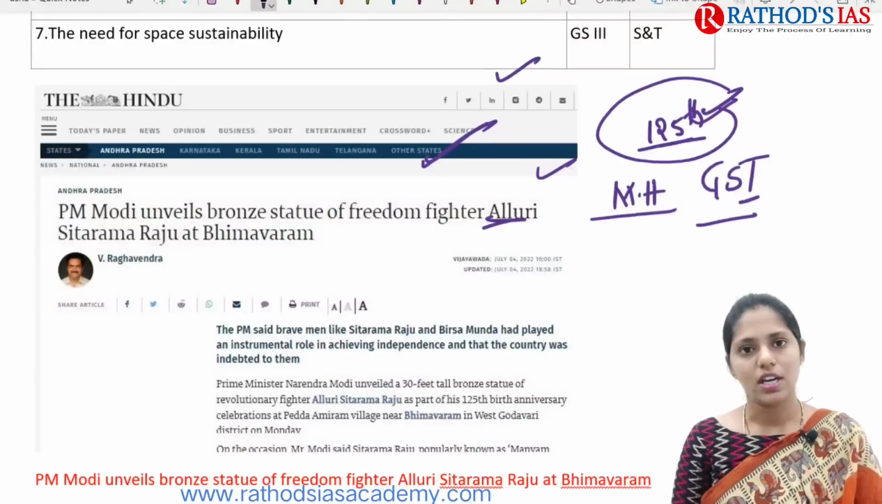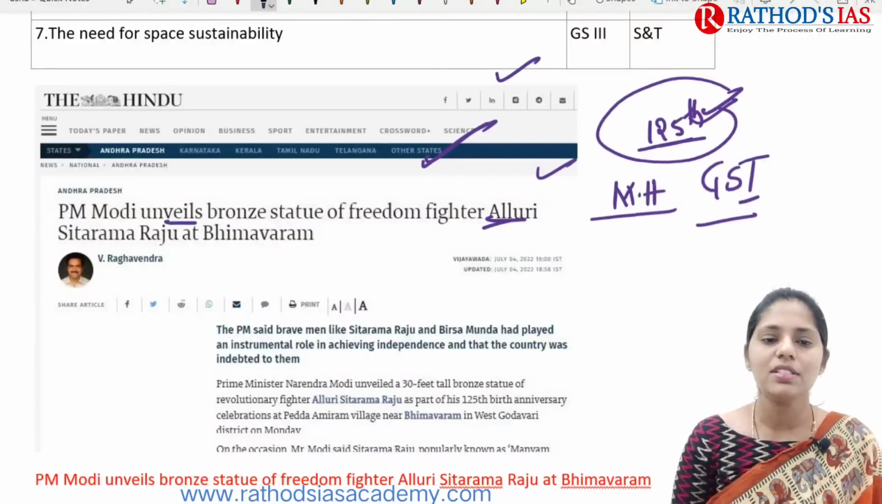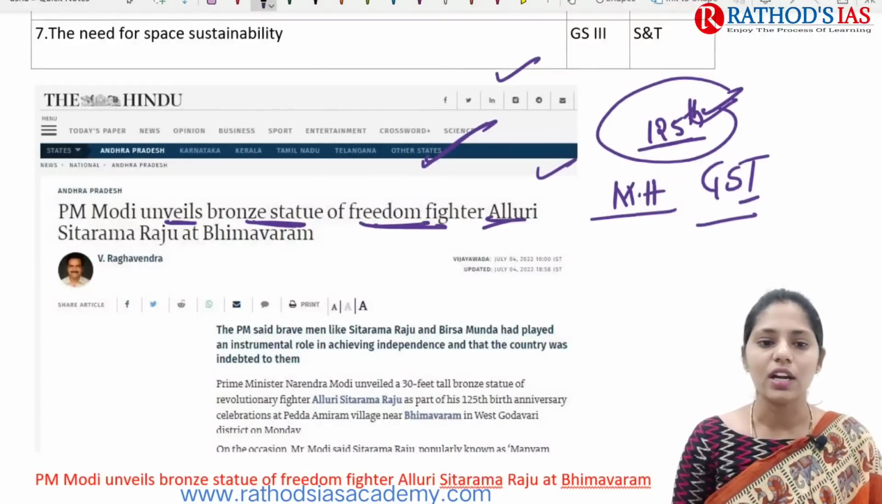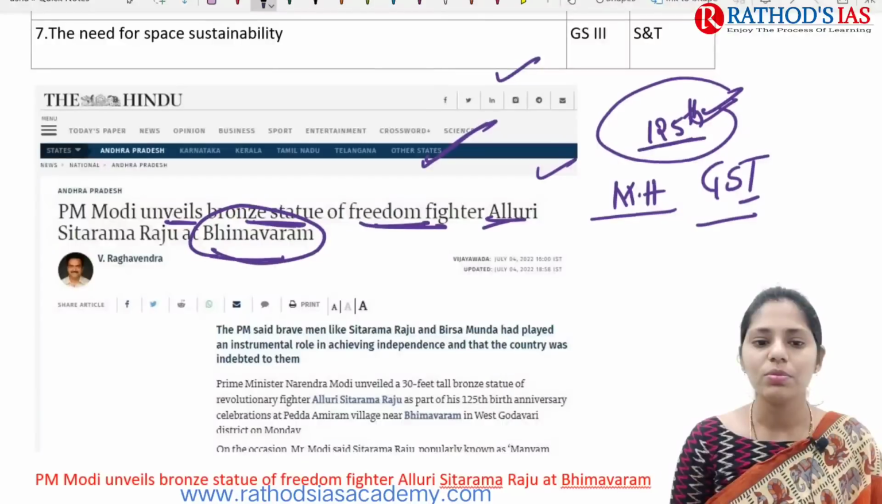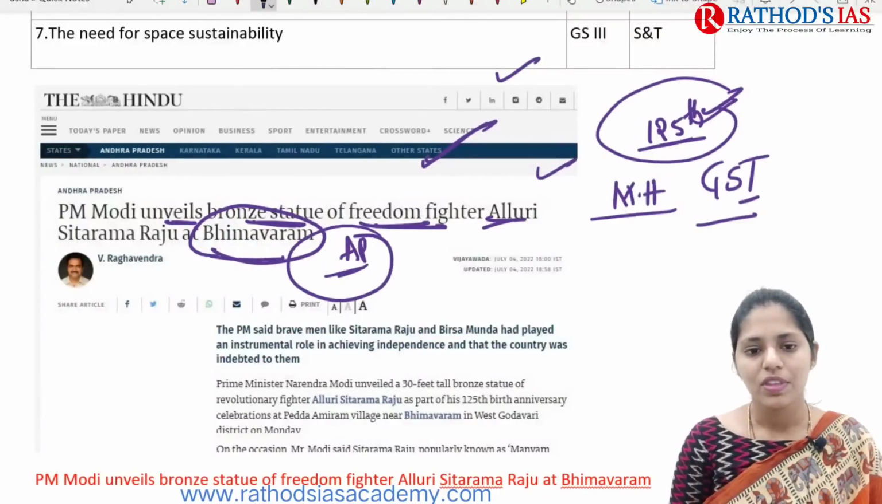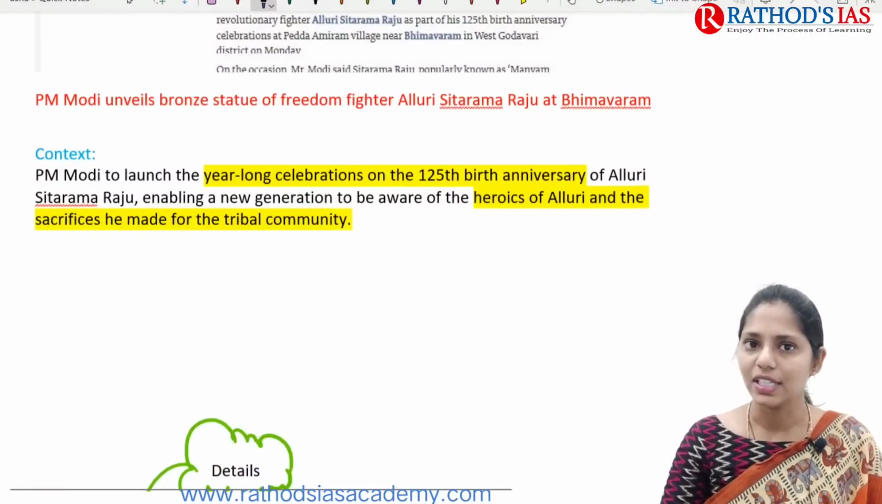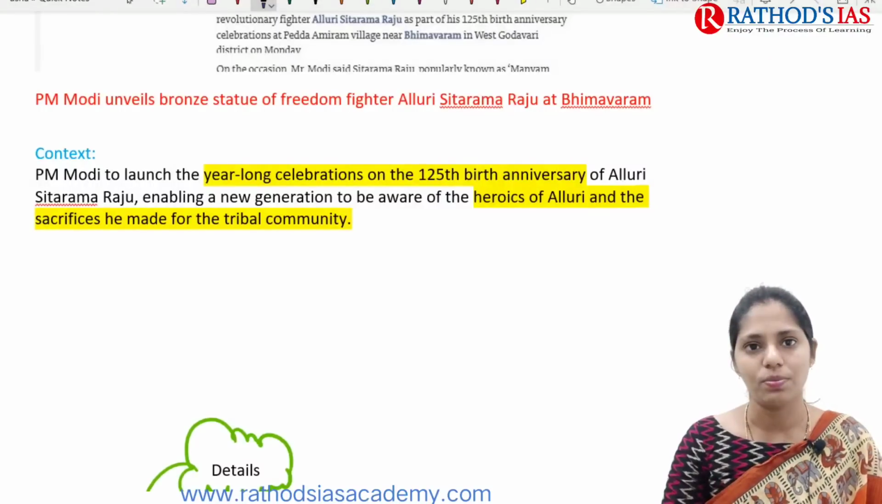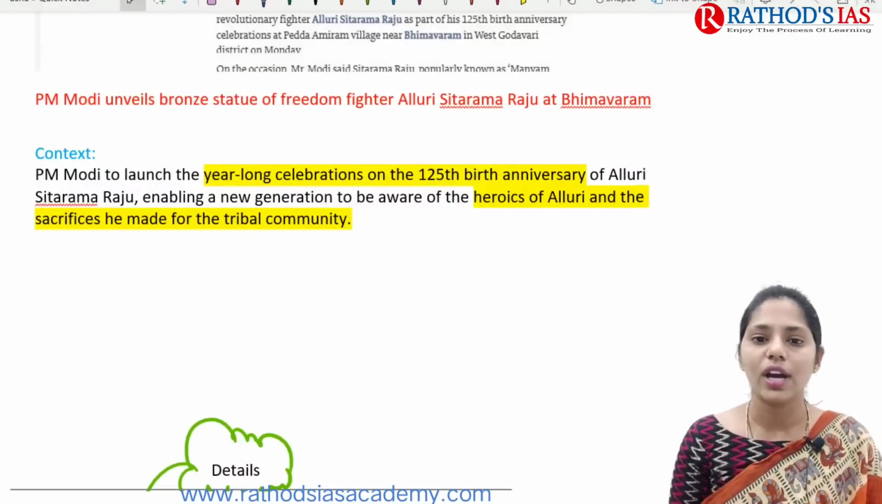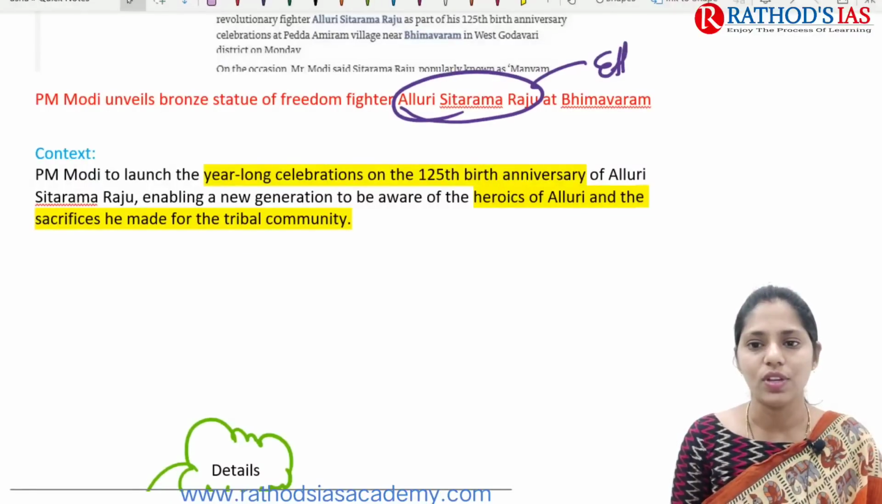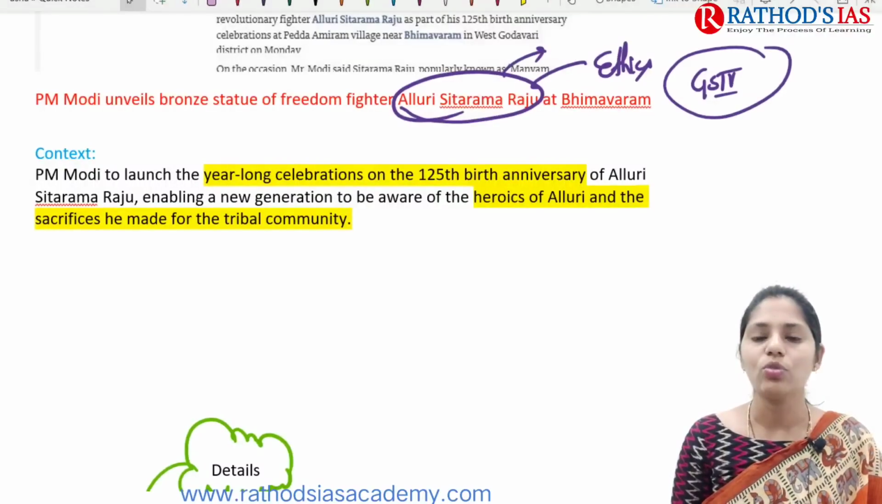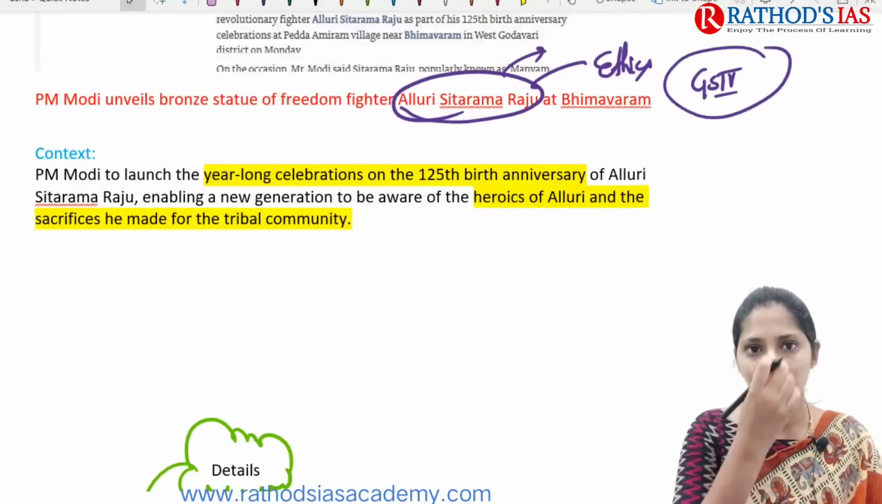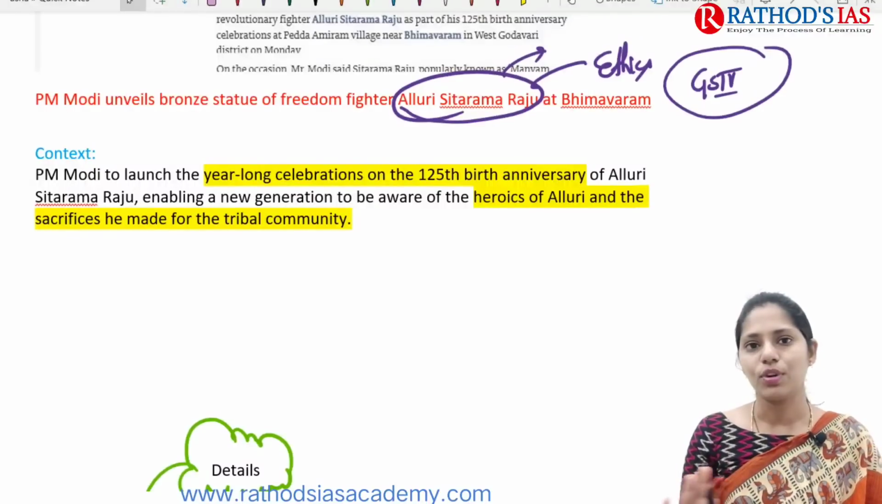If you're talking about this article, the title says that Prime Minister Modi unveils bronze statue of freedom fighter Alluri Raju at Bhimavaram. This Bhimavaram is in the state of AP. Now let us try to see this topic in great detail. As I said, this topic is very important, and now let us see some important dimensions regarding it. Here we can also connect this Alluri Raju with ethics, which mainly comes under your GS paper 4, right? Here we can talk about what values we can inculcate from this Alluri Raju. That point is important from your ethics.